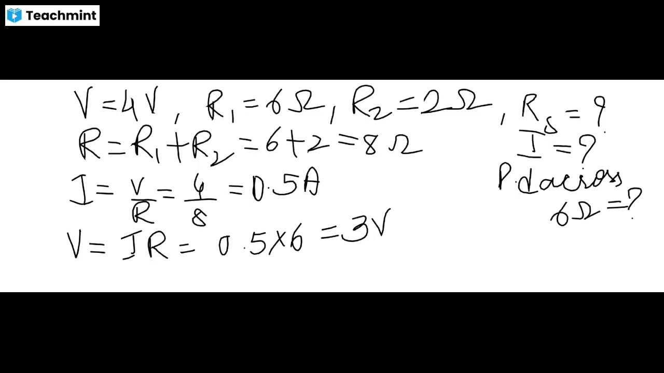So next question. The resistance of a conductor is 27 ohm. It is cut into 3 equal parts and connected in parallel. Then calculate the equivalent resistance of this combination.